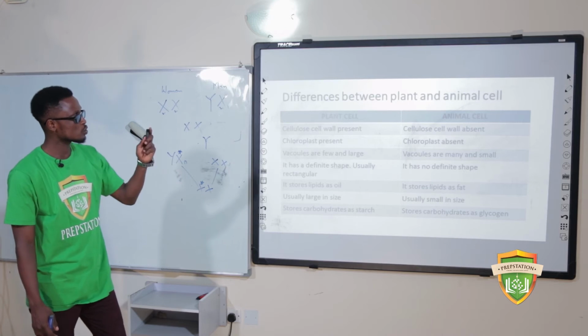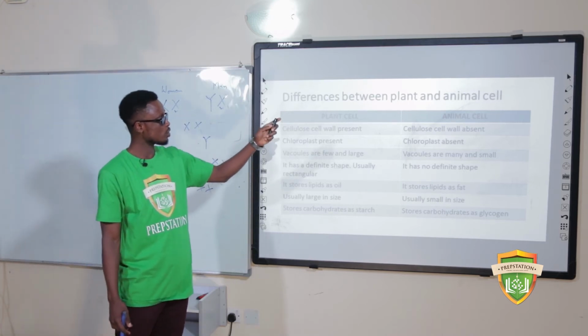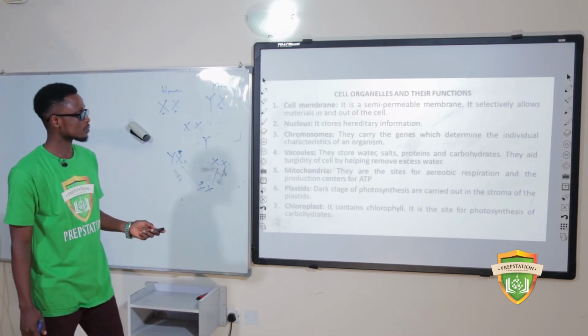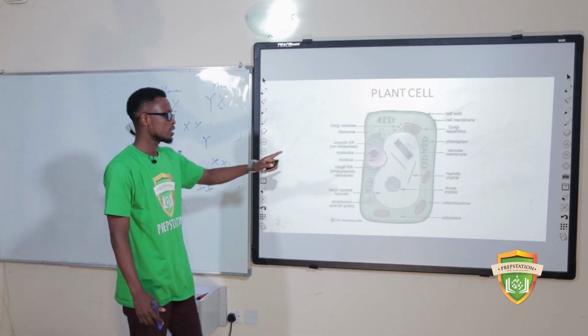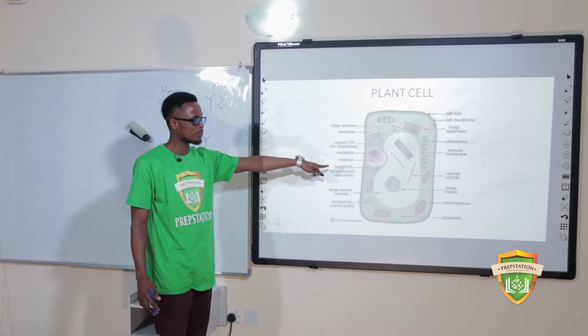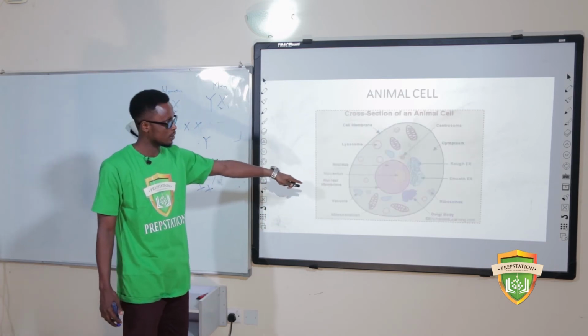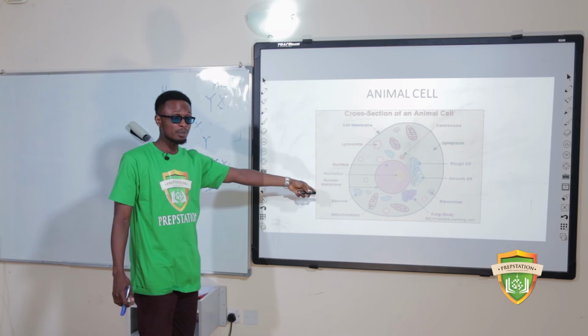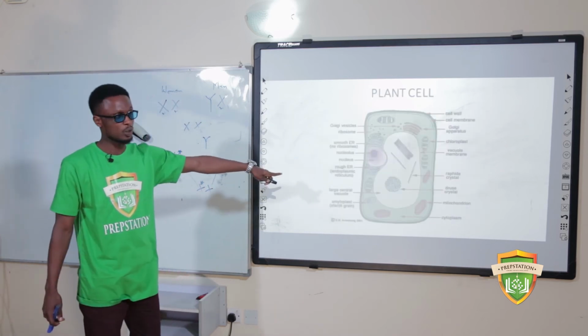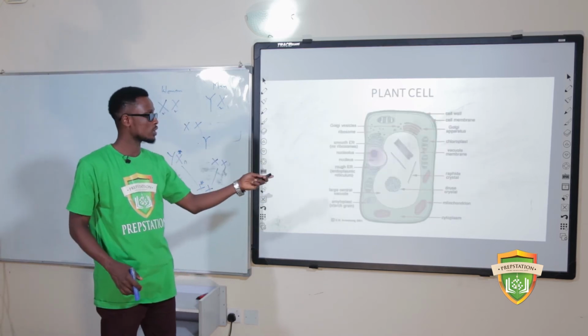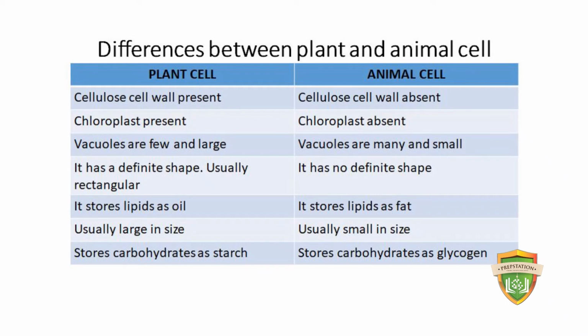Now, there's something I want you to get. For these differences between plant and animal cell, what you need to do is take note of what is present in the plant cell and is absent in the animal cell. Also, what is present in the animal cell and is absent in the plant cell. That's why I said you should study your diagram. Study the diagram of plant cell. Know how to draw and label it. Also study the diagram of animal cell. Know how to draw and label it.